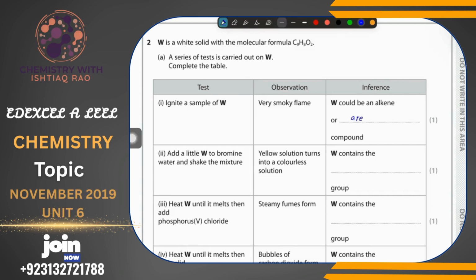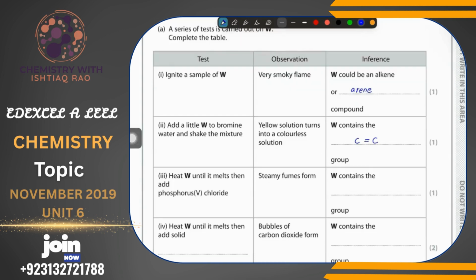An arene, when it's a benzene, on combustion gives a sooty flame, like I can say sooty, black smoke. Add a little W to bromine water. If there is an alkene, if there is a double bond, the yellow solution turns into a colorless solution. So W contains a carbon-carbon double bond, isn't it?